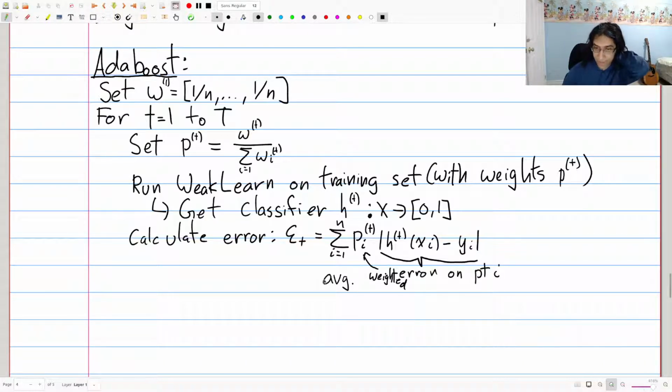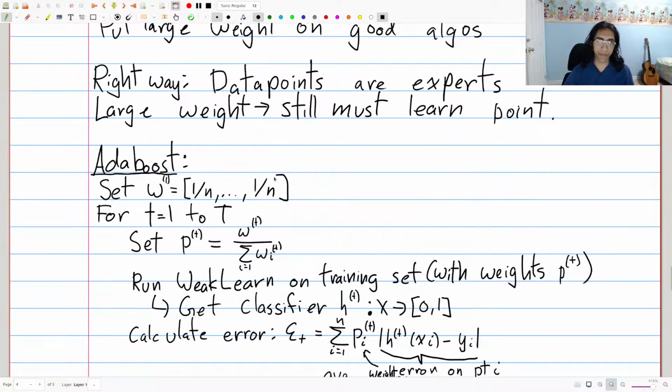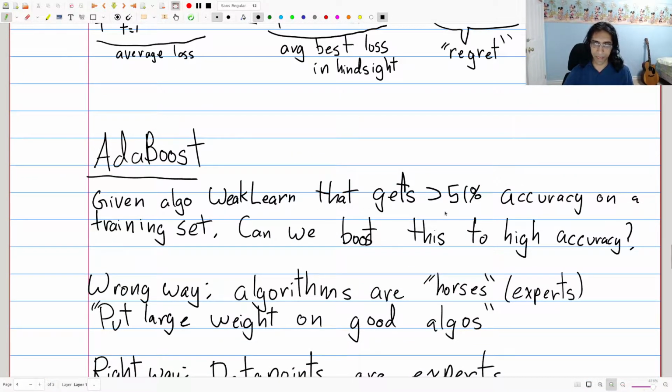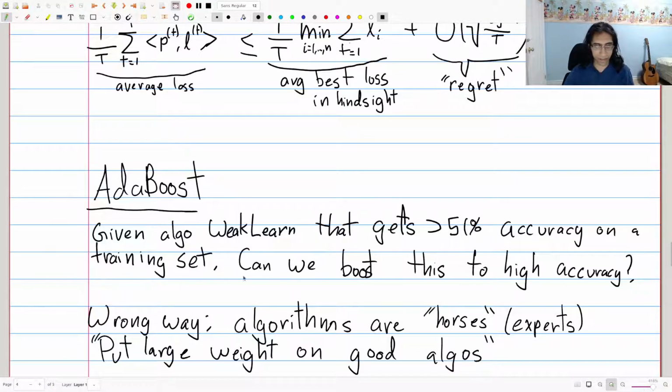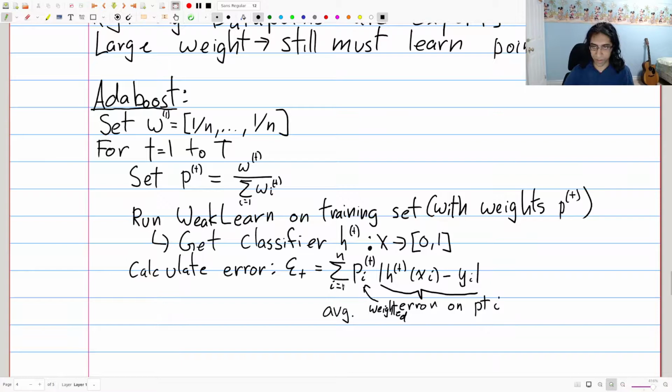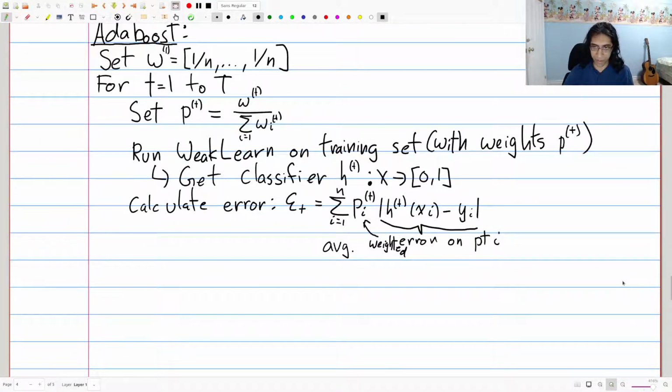Good. So you can see that this is the error. And the idea is that our weak learn algorithm, remember what our guarantees for this weak learn algorithm are. It says that it can get, say, 51% accuracy on a training set. So essentially the weak learn guarantees that epsilon sub t is less than or equal to, say, 0.5. Because that's the guarantee that weak learn should have. It won't always obey this. Sometimes you get unlucky and it does worse, but in general, it should be less than this quantity. So that's the error that we calculated.